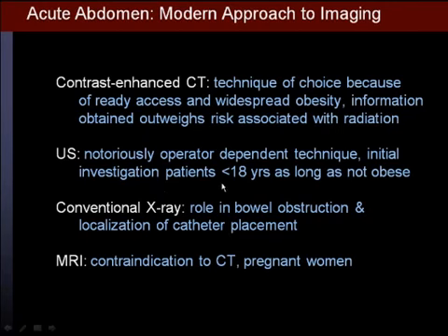Conventional X-ray has a certain role, as we have heard yesterday, in bowel obstruction, but the role is very limited, and it's also useful, for instance, for localization of catheter placement. And MR in acute abdomen is used when there is a contraindication to CT, and of course in pregnant women.